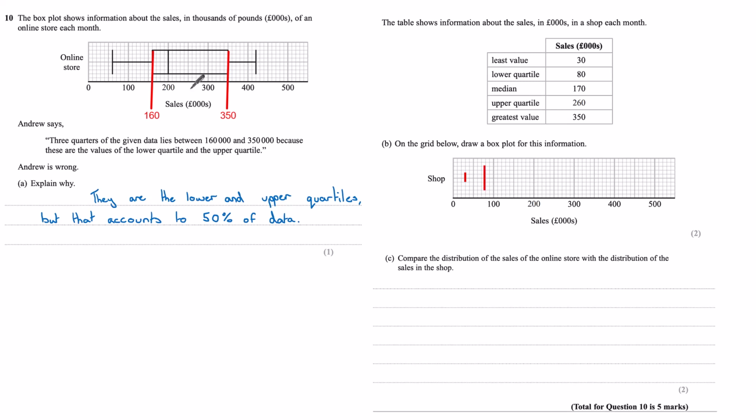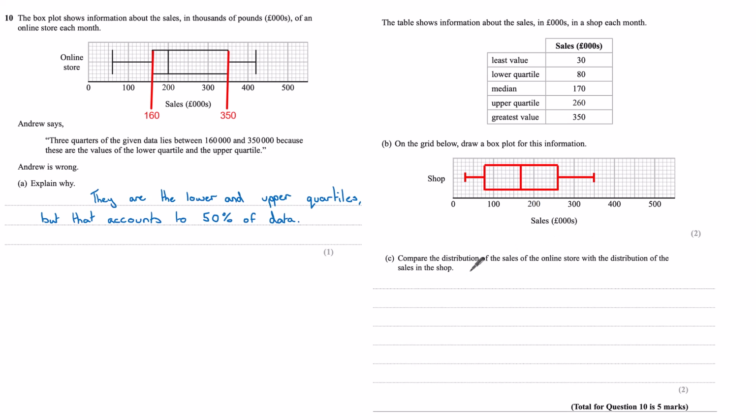The median is the midline here, so that's at 170. The upper quartile is 260, and then the greatest value is 350. We'll join these middle values with our box, and then we've got our lines here on the side. So that is our box plot.